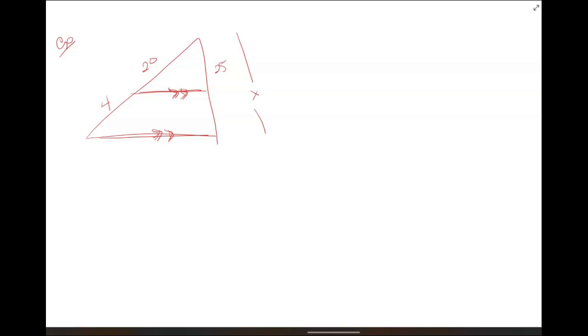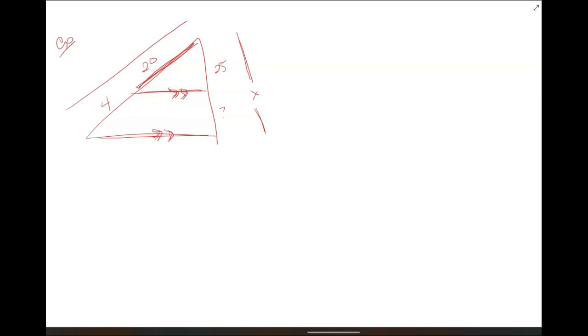But here we have a little different scenario. I'm not looking for this guy, right? What I'm looking for is that full length of the side. So we're going to apply it slightly differently. We're going to do short side is to the whole side.